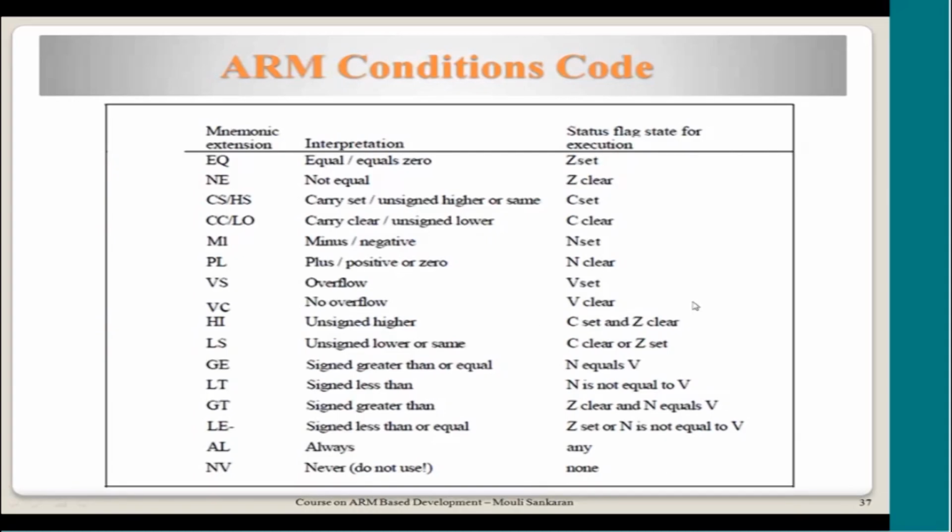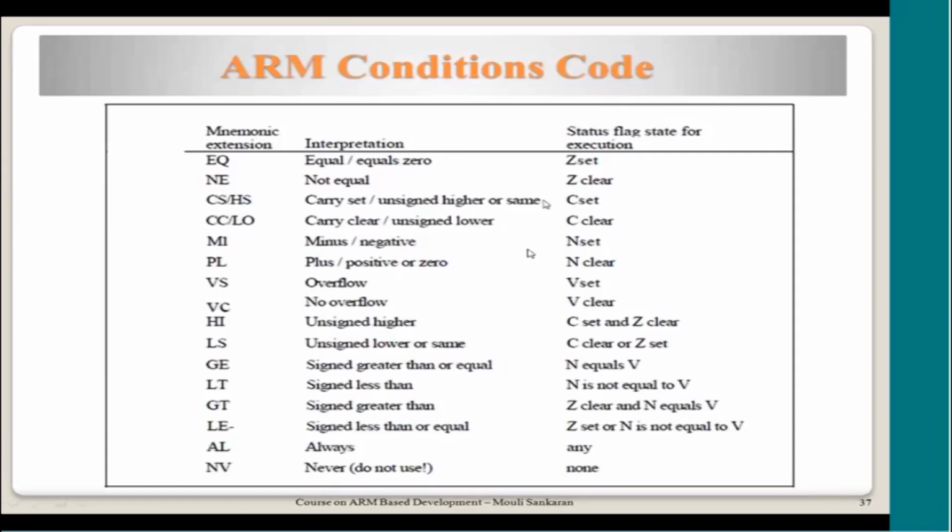Suppose in a program you put if i is greater than or equal to j, and both i and j are unsigned, then which comparison do we need to do? Unsigned higher or same. This is the condition that needs to be checked. That means carry has to be set if it is true. If the two values being compared are unsigned, then this is done.